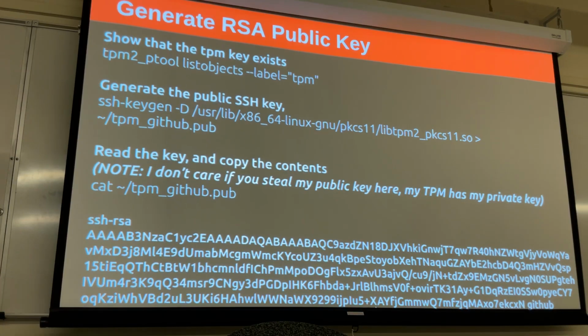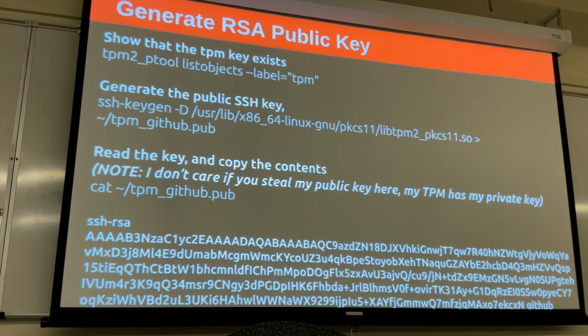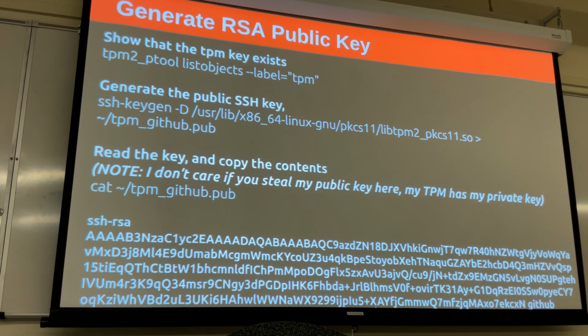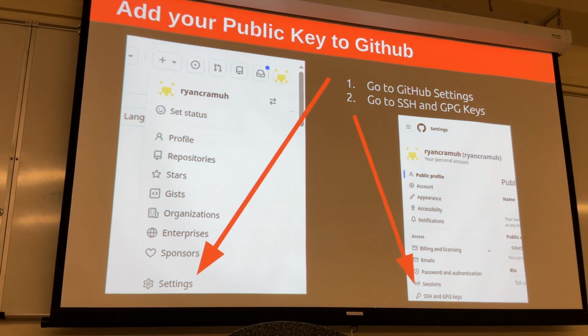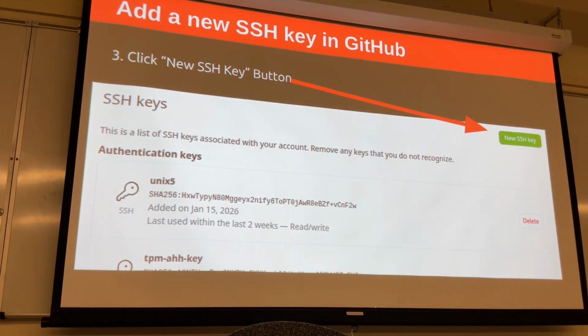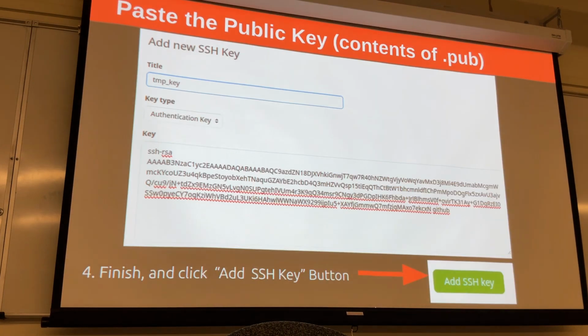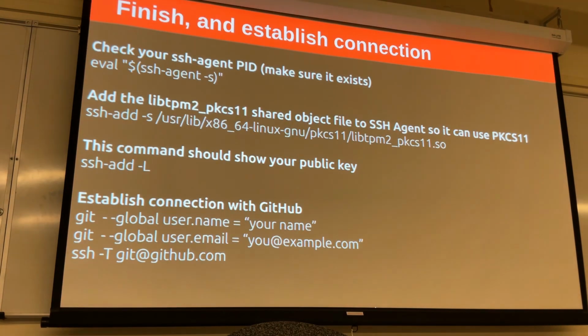Again, you read the contents. I don't care if you guys copy this. This is my public key, but the TPM has my private key, so I can't even get it off at this point. We're going to copy that hash, go to settings, go to SSH and GPG keys. Then we're going to click new SSH, and then we're going to add a new SSH key. Your name was TPM key. So yeah, we're going to have a new SSH key, paste that in, click add SSH key, done.